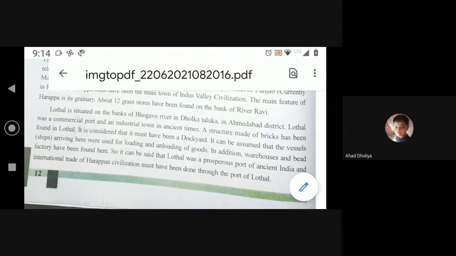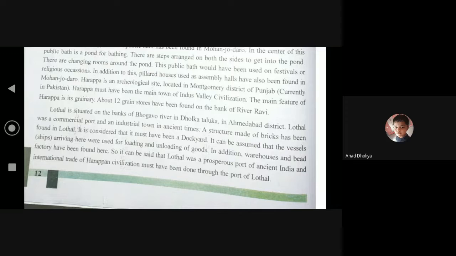Understood till here, everyone? So answer my question: where is Lothal situated? In the bank of Bhogavo. On the bank of Bhogavo river in Dholka Taluka. Ma'am, if you want to say it in full, how will we say? Lothal is situated on the banks of Bhogavo River in Dholka Taluka in Ahmedabad district. Understood, everyone? Is there anyone in doubt in this paragraph?